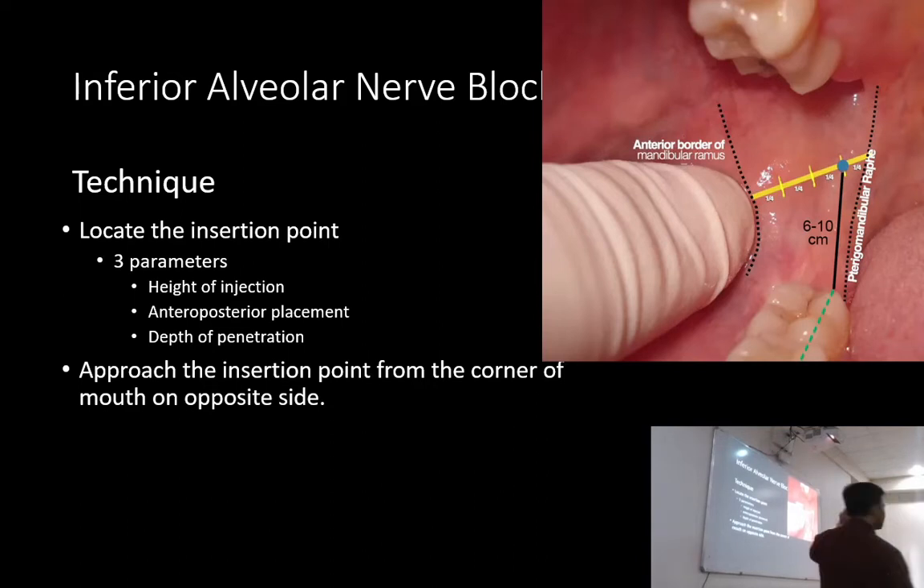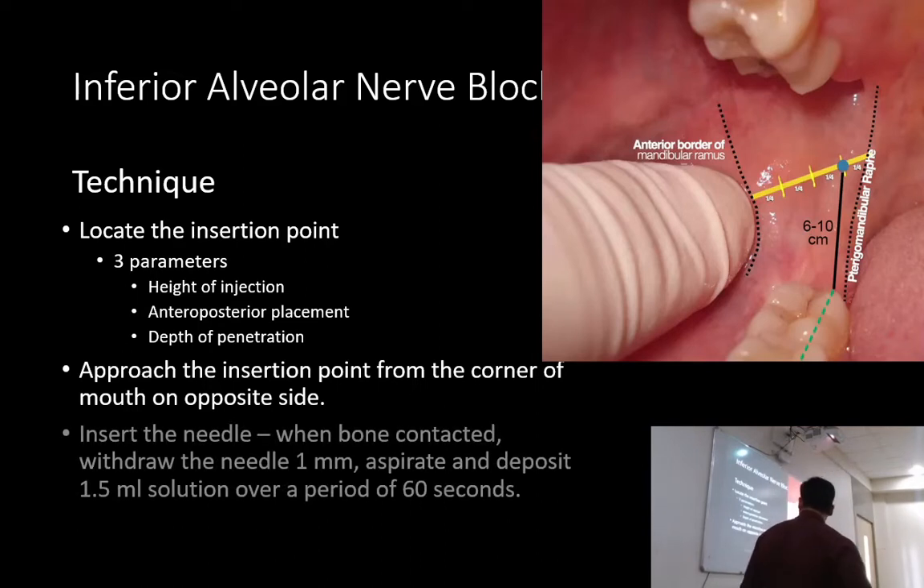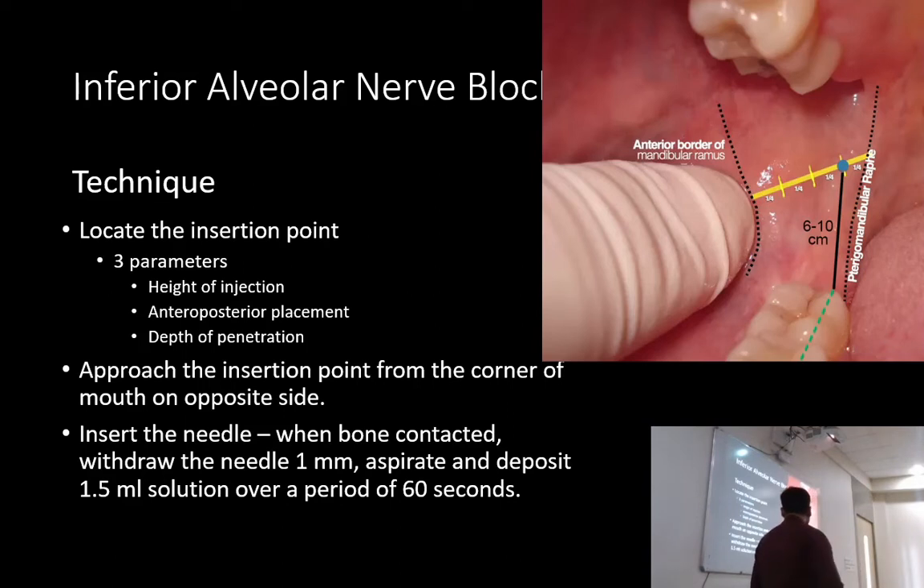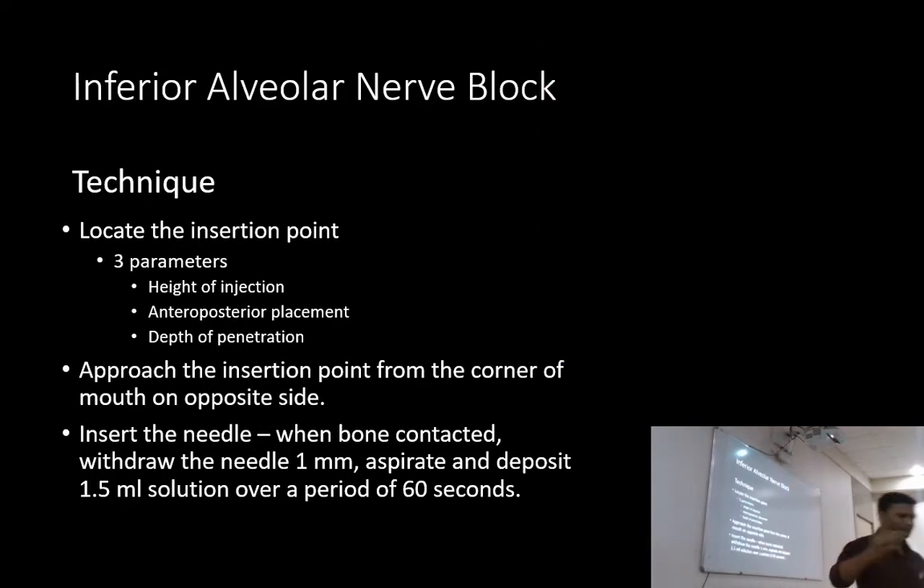Okay. So this is where you insert the needle, and if you keep the barrel of the syringe, in which we load the LA, at the premolar region, corner of the mouth, and if we insert the needle and advance it, chances are, if you followed everything properly, you are going to contact the bone, and that site will be just near the mandibular foramen. Okay, so just when you hit the bone, withdraw 1 mm and deposit the LA, 1.5 ml over a period of 60 seconds. I will tell you the importance of why we have to deposit the LA at such a slow rate. Ideal rate is 1 ml per 60 seconds.